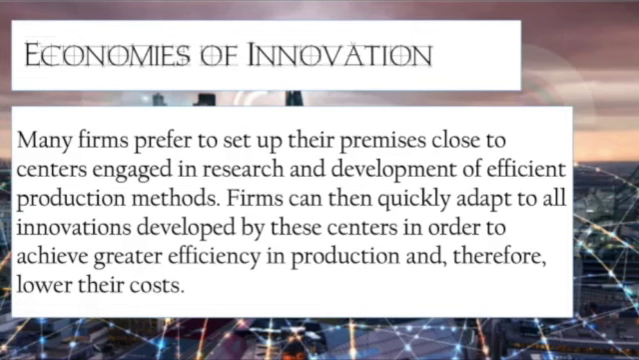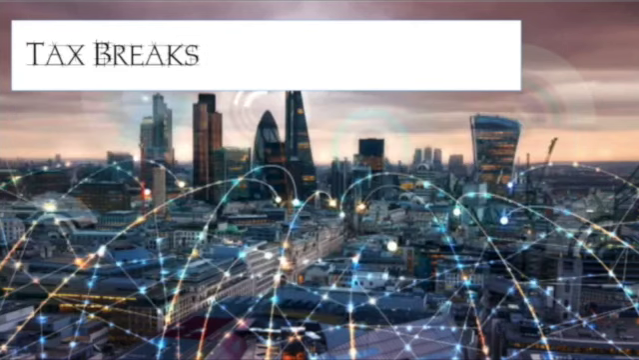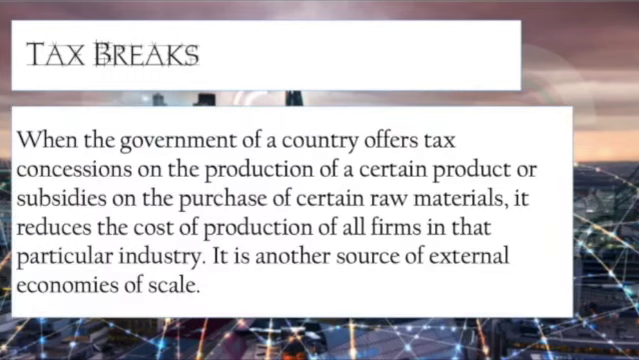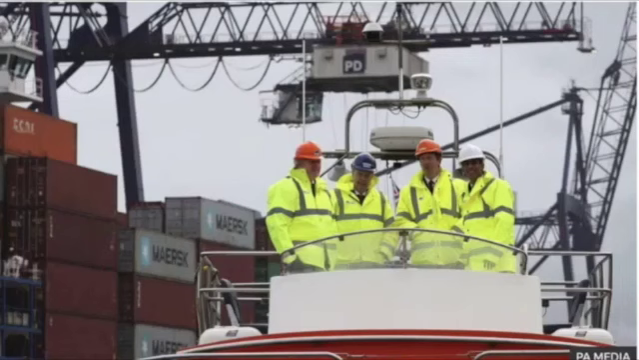Now, the final external economies of scale I'm going to look at is known as tax breaks. So with regards to tax breaks, that is when the government of a country offers tax concessions on the production of a certain product or subsidies on the purchase of certain raw materials. It reduces the cost of production of all firms in that particular industry, but again, is related to a certain location. Now, a prime example of this is the free ports that were announced in the 2021 budget.